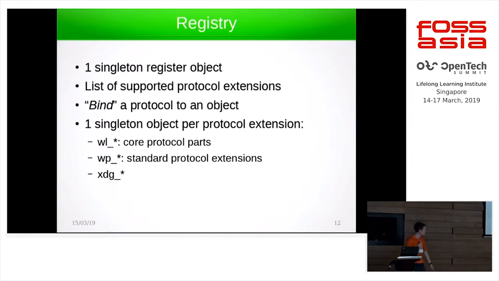So WL is for the core protocol, which is supported by everything. WP is basically the same thing, but defined later. I think, it's not very clear what the difference is really between them. XDG is for more recent extensions defined by the cross desktop working group. So mostly KDE and GNOME people agreeing.